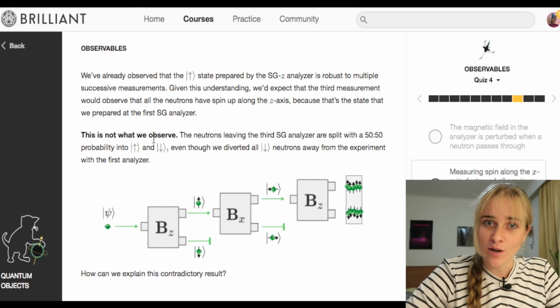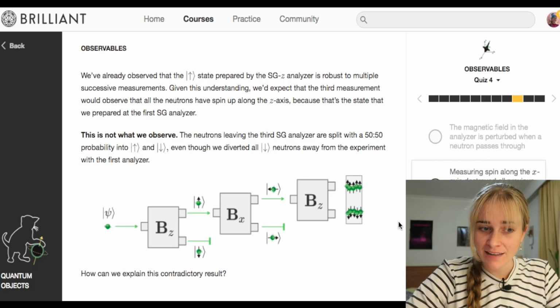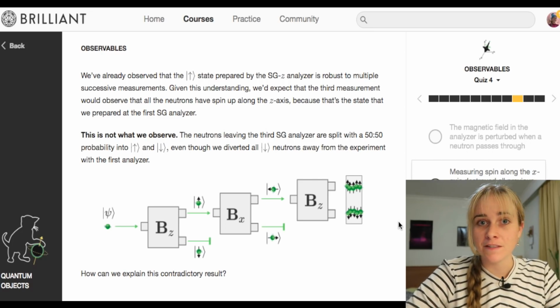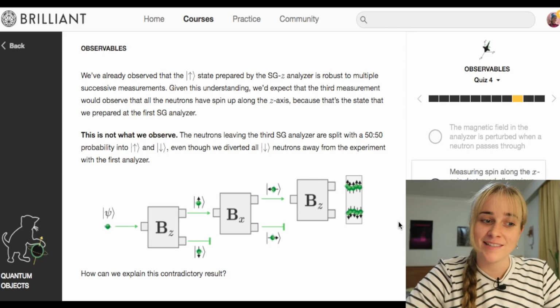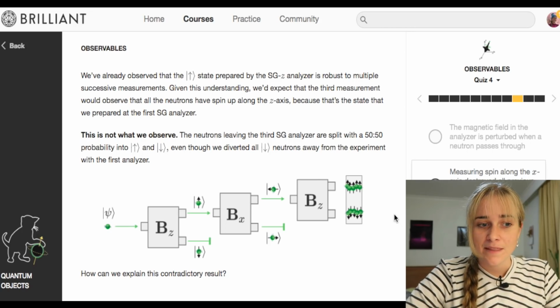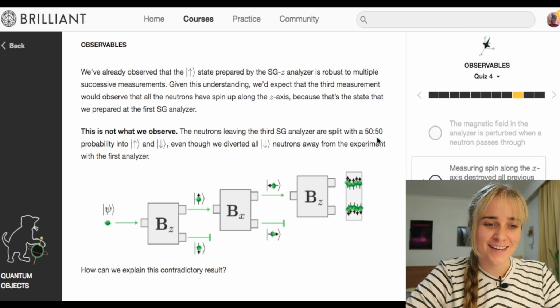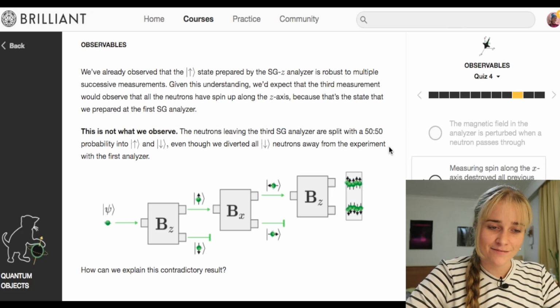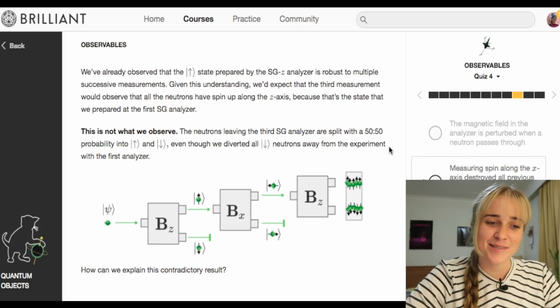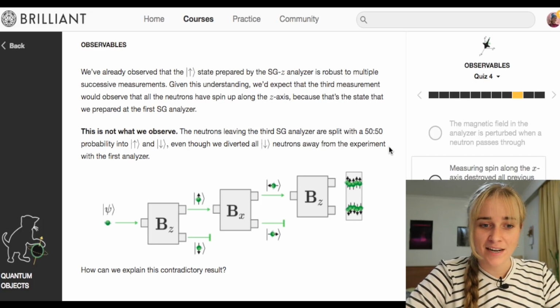you find out that this is not what we observe. The neutrons leaving the third analyzer are again split with a 50-50 probability in the spin up and spin down states, even though we diverted all the original spin down neutrons away from the experiment in the first analyzer. So yeah, that really surprised me, to actually have my classical expectations proved wrong in this experiment right here. So let's stay with it and try to understand why this happens.